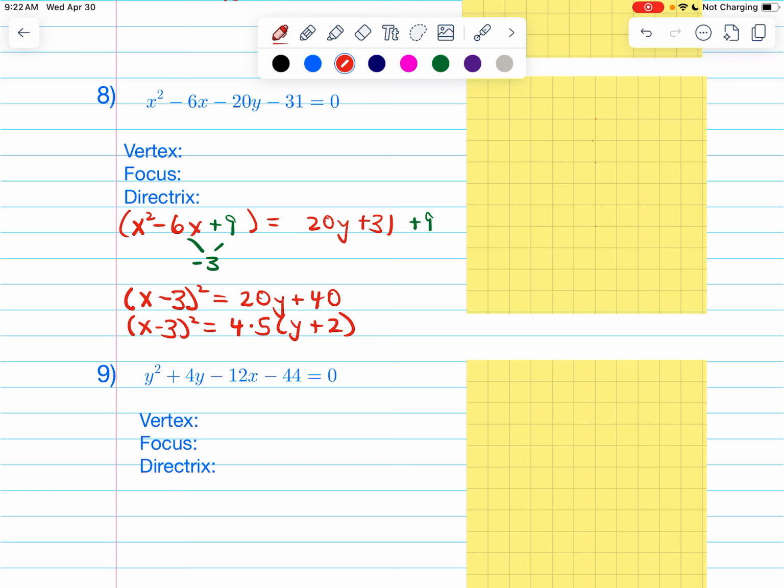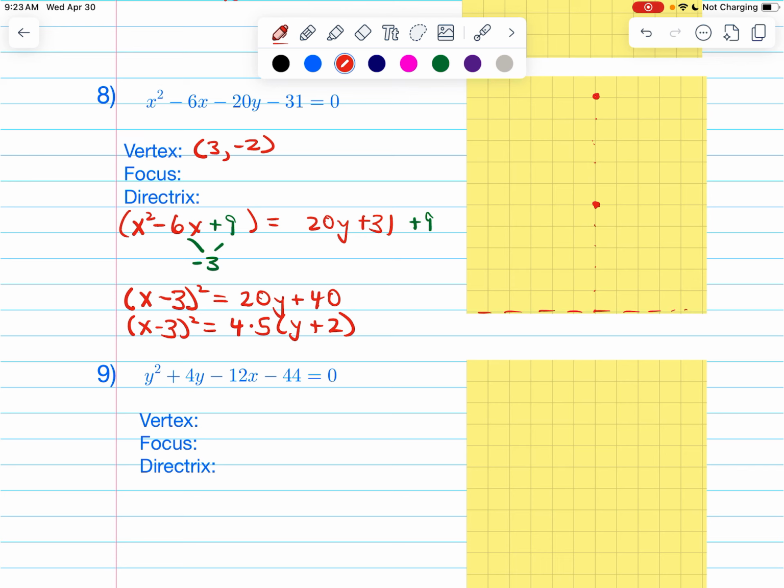Okay, so now I get the center, the vertex is going to be 3 comma negative 2. I'll just put it right here. And now from there, this is a parabola opening up. From there, we're going to go up 5. 1, 2, 3, 4, 5. There's the focus. And then down 5. 1, 2, 3, 4, 5. Oh, barely had enough room.